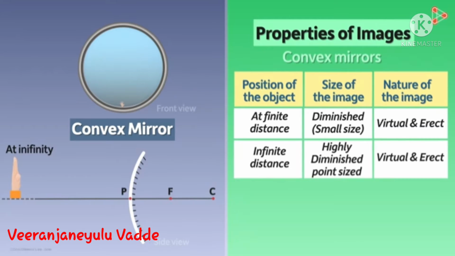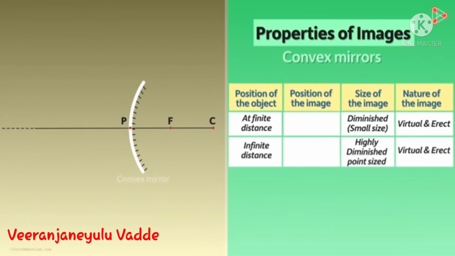Notice that even though the object is kept at infinity, the image is not at infinity. It is at a finite distance behind the mirror, even though the object is infinitely far away. In fact, this is the maximum distance at which an image can be formed. An image in a convex mirror cannot be formed behind this point. We will now represent the image formed by a convex mirror using ray diagrams.